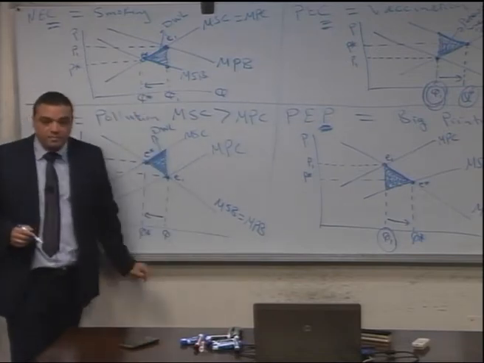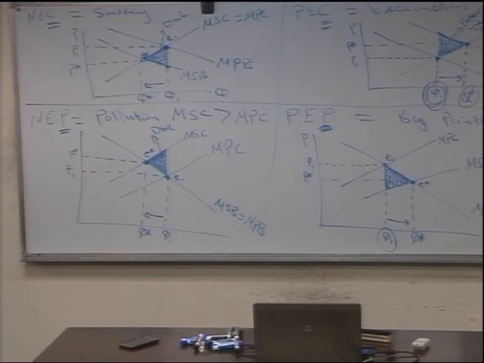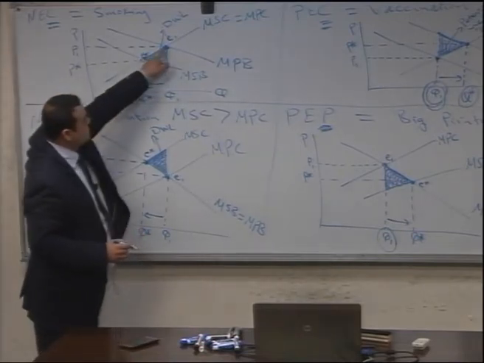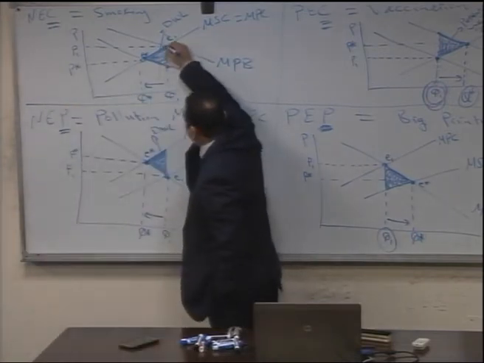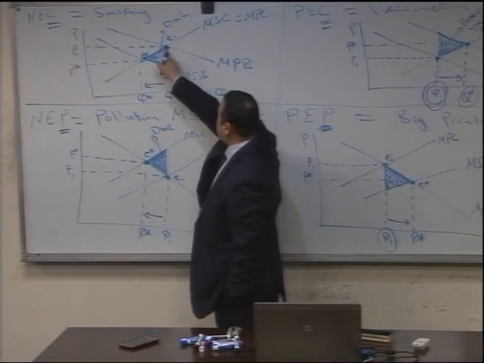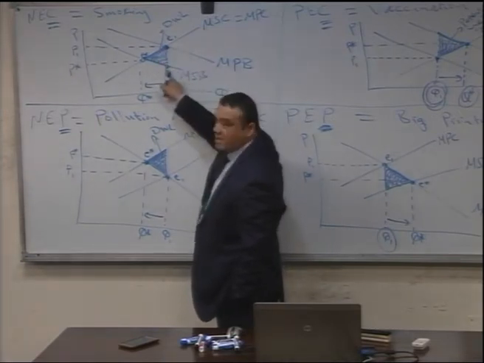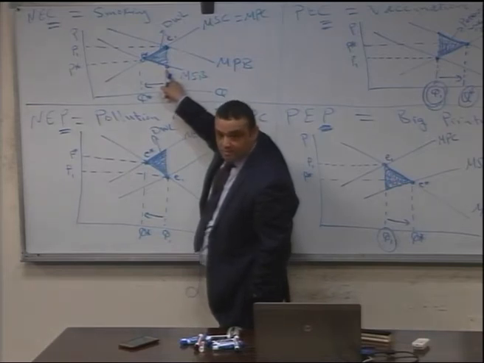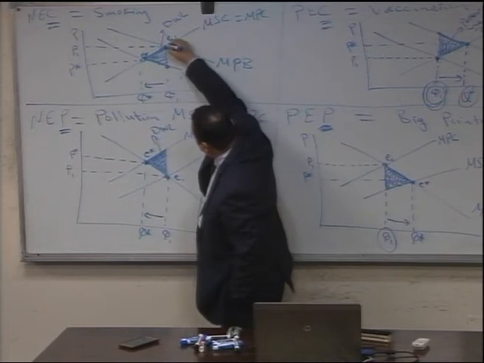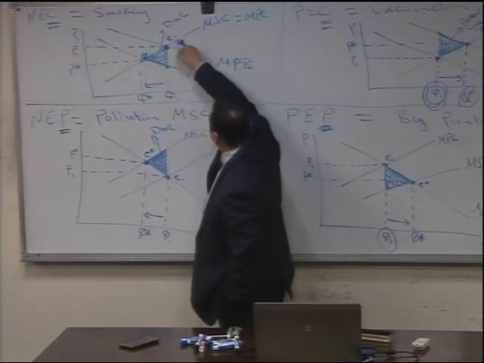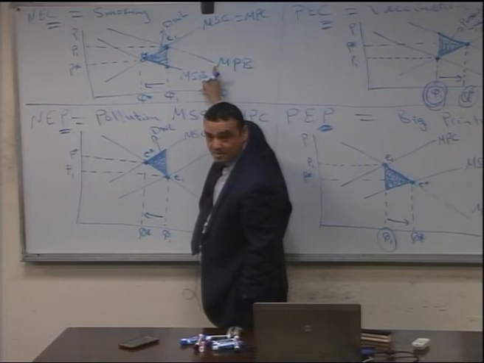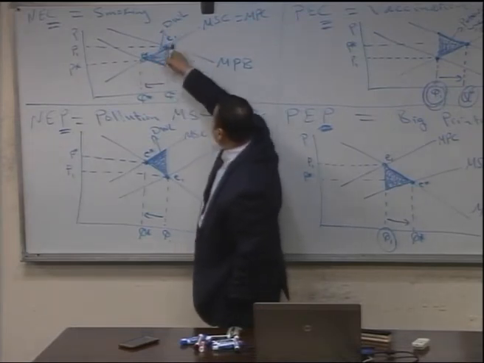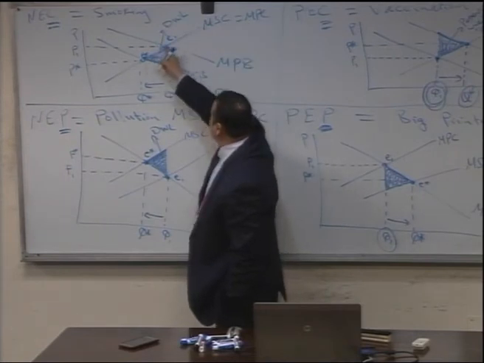Let's go here. At the private equilibrium, what is the private here? What do you see? Which is bigger than what? At E1 here, the marginal private benefits is bigger than the marginal social benefits. Right? And this point represents what? The marginal social cost, marginal private cost, and marginal private benefits. This point here, E1, represents the marginal social cost and marginal private cost and marginal private benefits.